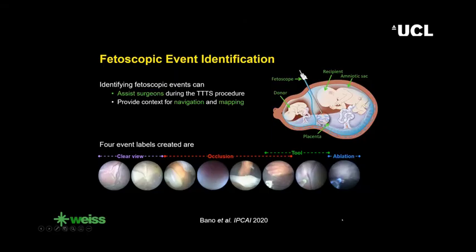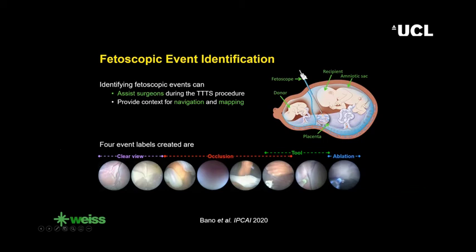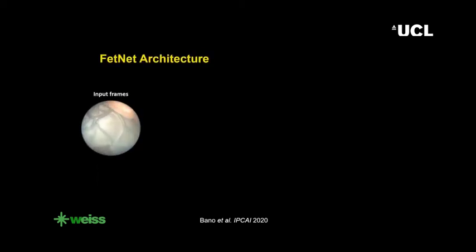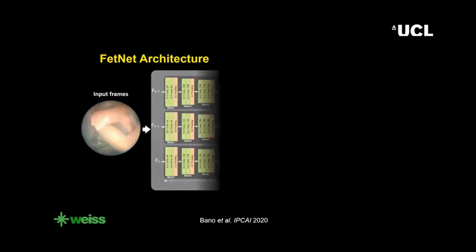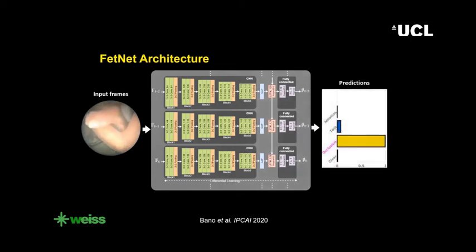Now, of course, the labels that we denote as phases or actions can be fairly arbitrary. So this is one example of some nice work done on fetoscopy in our group, published at IPCAI this year, where the event labels are essentially identifying whether there's an occlusion in the video. Occlusion in this case means that a fetus is observed and therefore instrument use should be limited, or whether the view is clear, or whether there's an activity happening such as ablation.